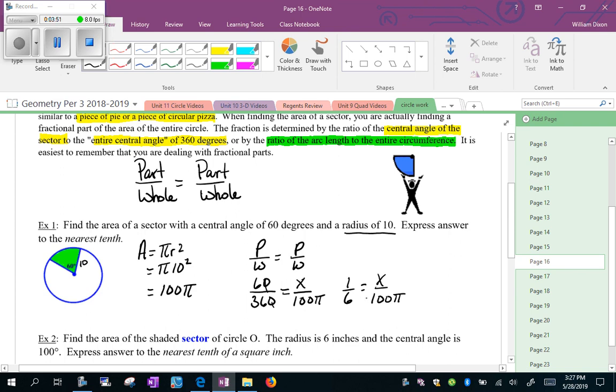So what I need to do is cross multiply, because I have two equal ratios there, or a proportion, and I solve proportions by cross multiplying. So I'm going to get 6x equals 100 pi. I'm going to divide both sides by 6 because I'm looking for x. And x equals 52.4. And that would be square units.